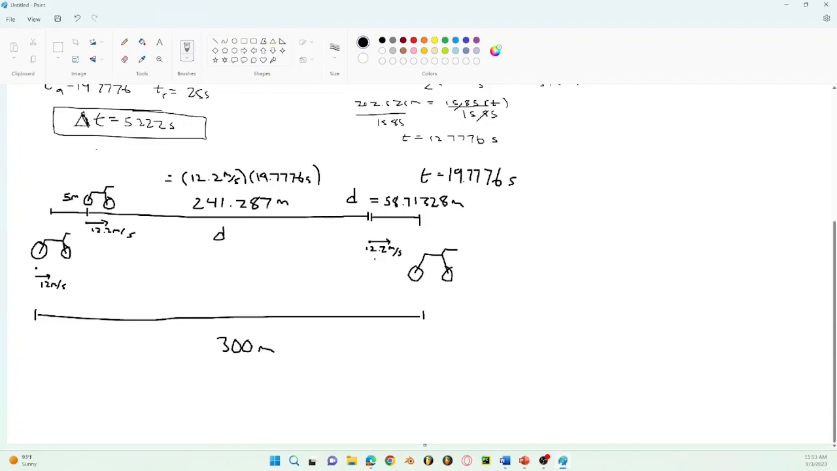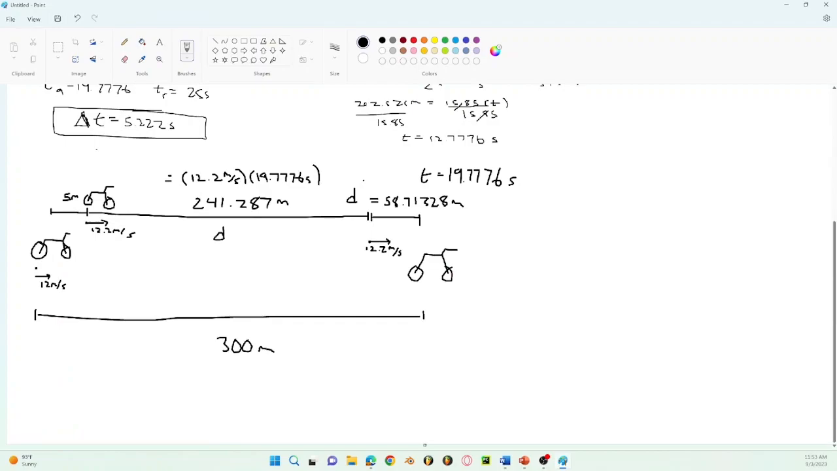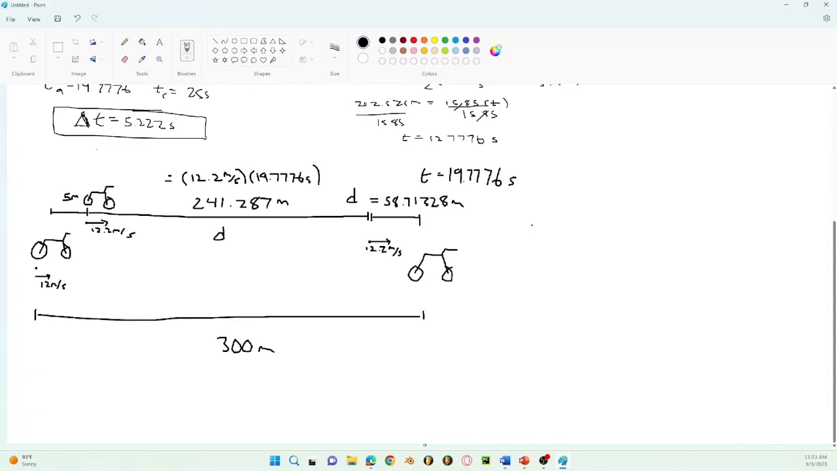So we have the distance that they covered, the velocity in which they're covering, and we're looking for the amount of time. We have final velocity and initial velocity, and we have the distance that they're covering. We're going to use that formula, which I've reduced earlier. 58.71328 is equal to 1/2 the initial velocity, which is 12.2, and the final velocity, which is 12.2, times the time that it took them to get there.